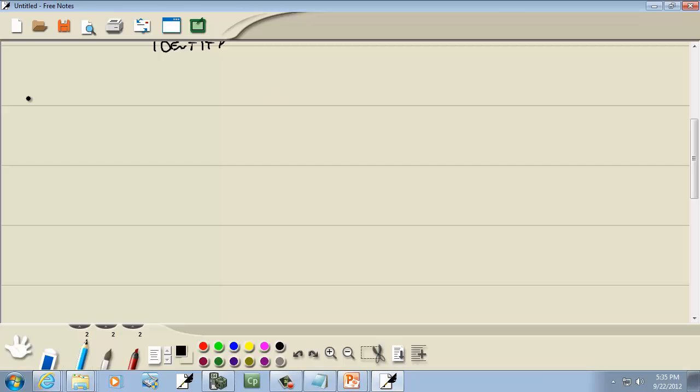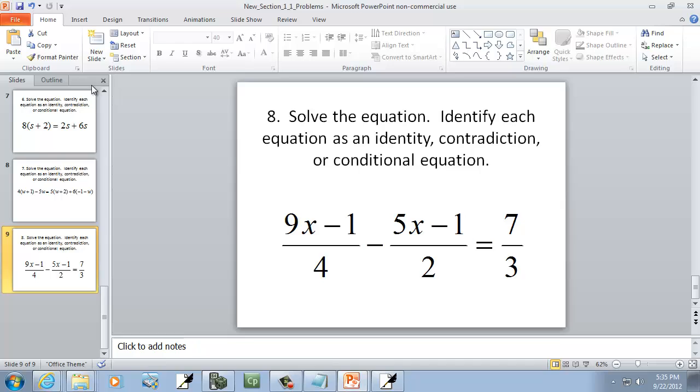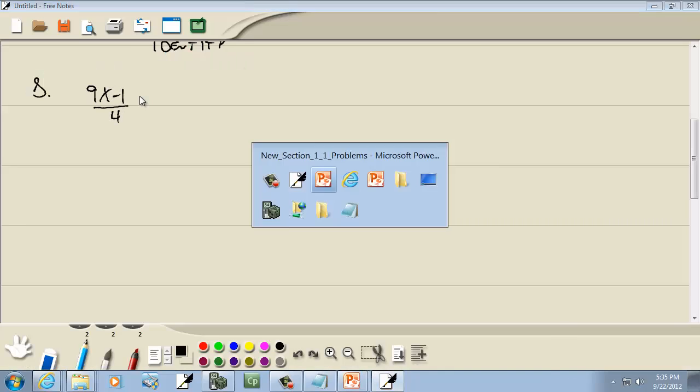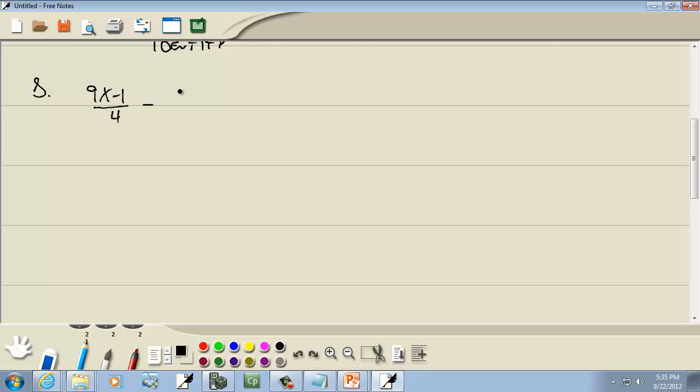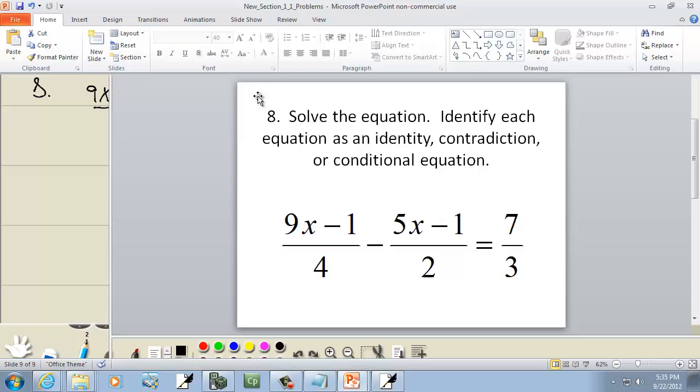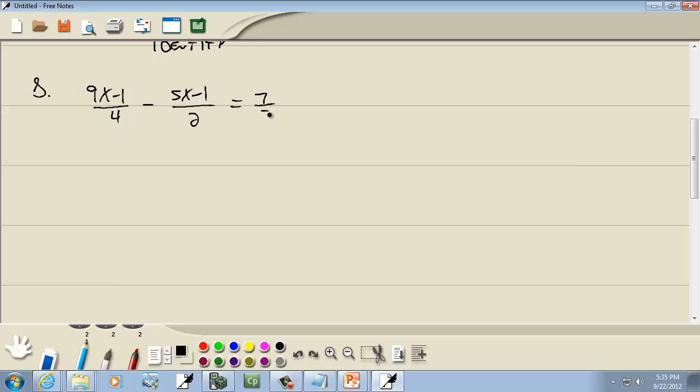Let's look at our last one here. See what kind of type this is. So I got 9x minus 1 over 4 minus 5x minus 1 over 2 equals 7 over 3. And let me grab a drink real quick.